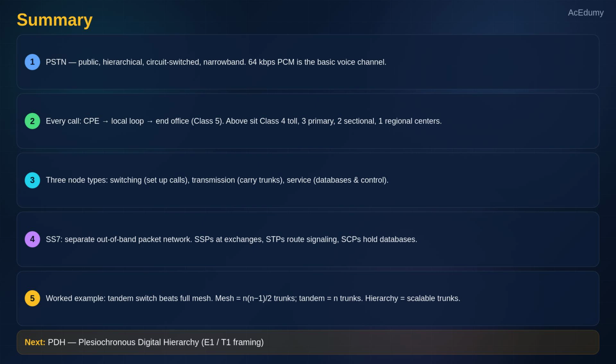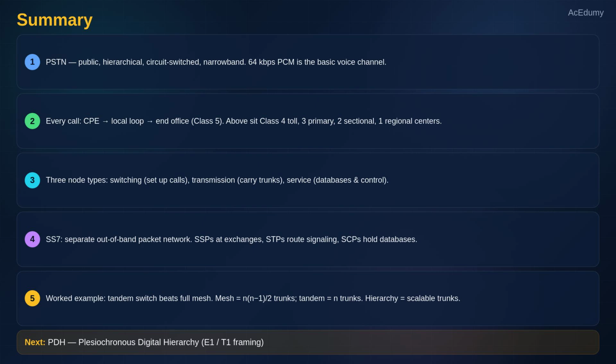Inside this hierarchy, 3 kinds of nodes work together: switching nodes that set up calls, transmission nodes that carry aggregated traffic on trunks, and service nodes that store routing and billing information. All of these nodes communicate over SS7, a separate out-of-band packet signaling network with SSPs, STPs, and SCPs. Our worked example showed why the hierarchy exists. A tandem switch dramatically reduces the number of trunks compared to a full mesh, especially as the network grows.